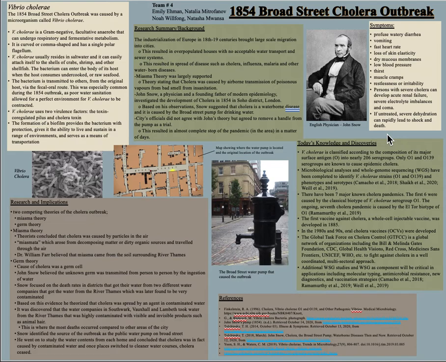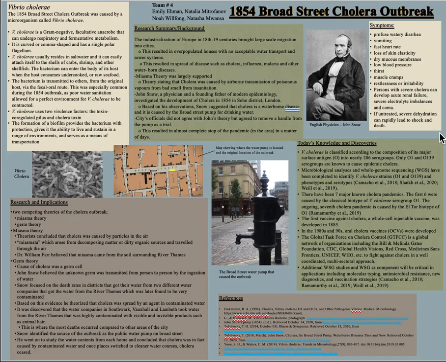So today we have learned a lot more about cholera and we are able to treat it. The microorganism is classified according to the composition of its major surface antigen O into nearly 206 serogroups. However, only O1 and O139 serogroups are known to cause epidemic cholera, which basically means that it affects a group of people in an area. So microbiological analyses and whole genome sequencing have been completed to identify V. cholera strains O1 and O139 and phenotypes and serotypes.